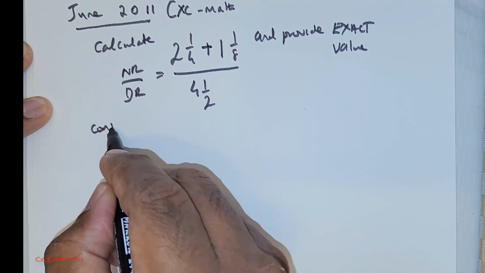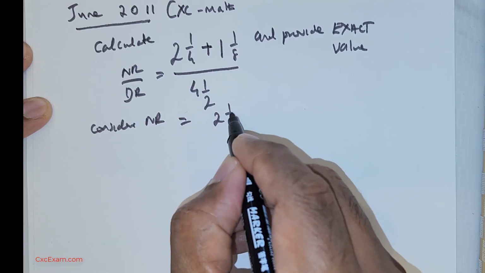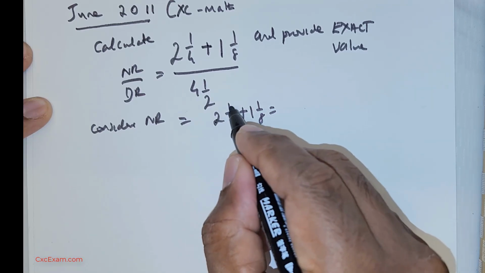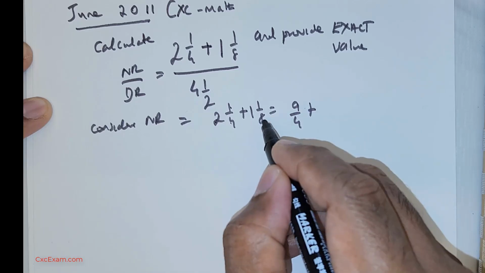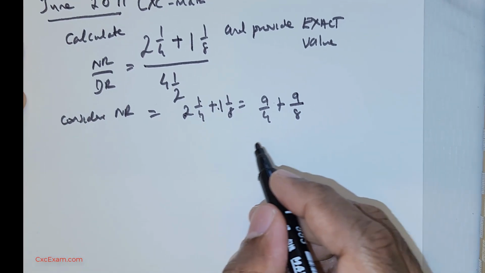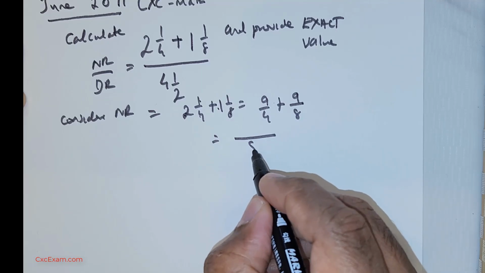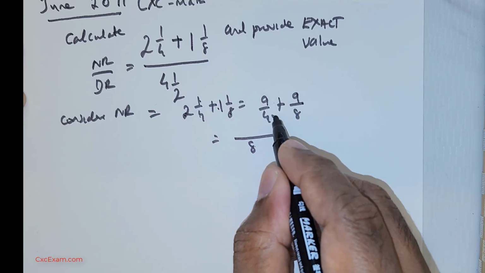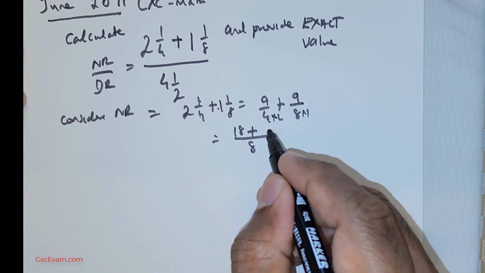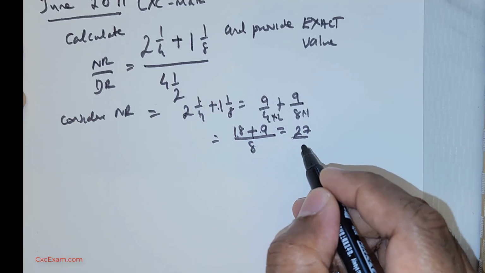So what I would do is consider the numerator, which is 2 1/4 plus 1/8. This can be rewritten as 4 times 2 is 8, 8 added with 1 is 9, over 4, plus 8 times 1 is 8, 8 added with 1 is 9 over 8. Now the LCM for 4 and 8 is going to be 8. 4 divides 8 2 times, 2 times 9 is 18. 8 divides 8 once, 9 times 1 is 9. 9 added with 18 is 27 over 8.